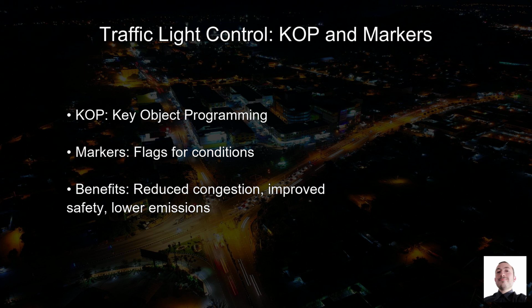And here's why that matters. Efficient traffic light programming can reduce congestion, improve safety, and even lower emissions. But there's more to uncover about how these systems work under the hood.